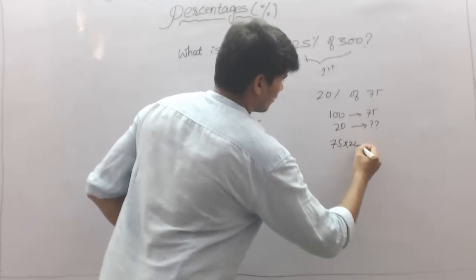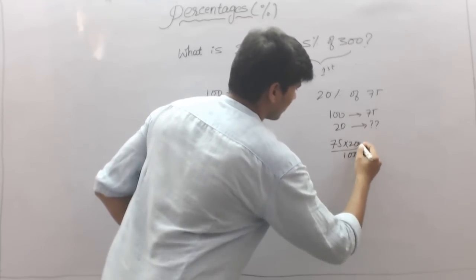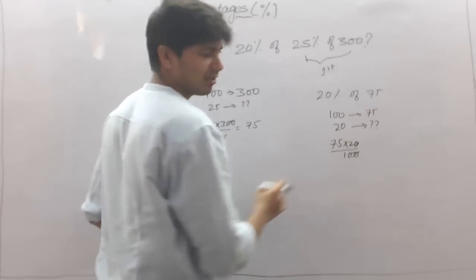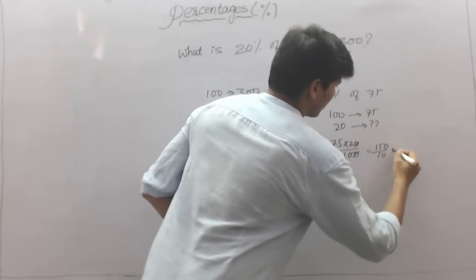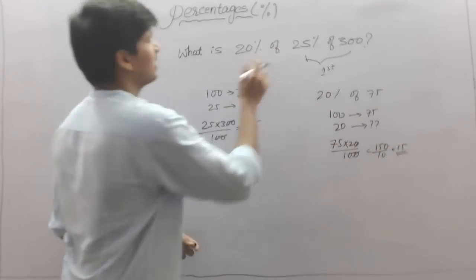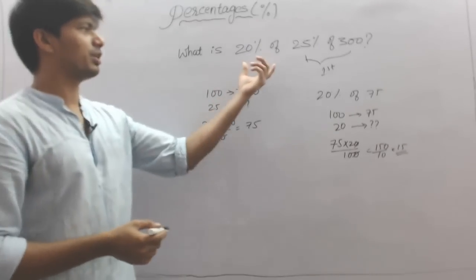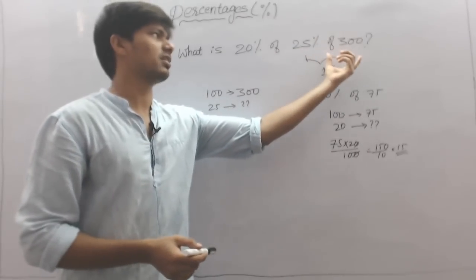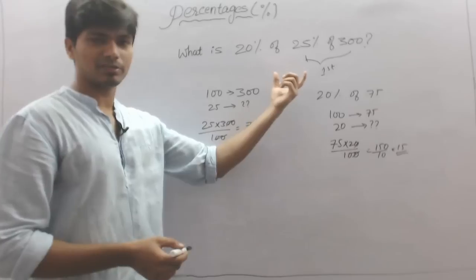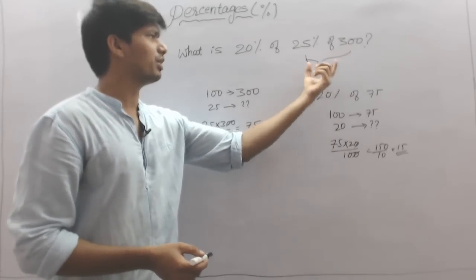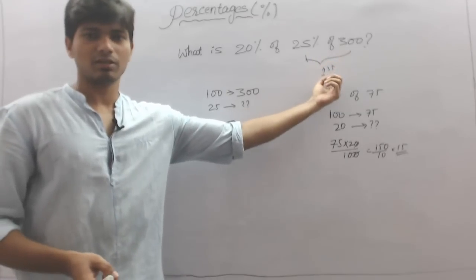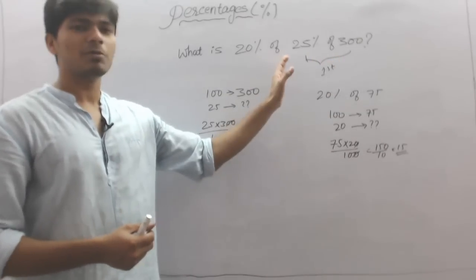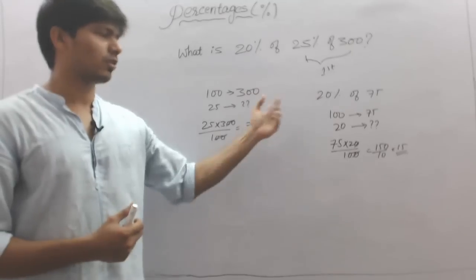75 into 20 divided by 100, isn't it? So 1,500 divided by 100, that gives 15. Your answer is 15. So you need to find 25 percent of 300, and then you need to find 20 percent of this thing. Now you got clarity. How much time will it take for you to solve this problem?